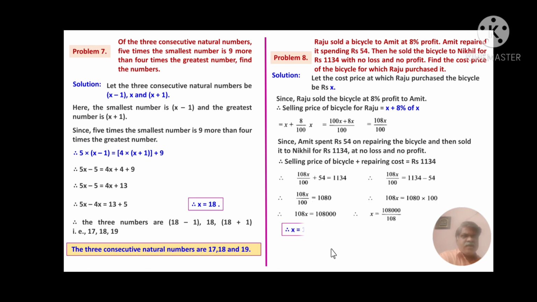So x, the value you are getting is 1000. Therefore you can write the cost price of the bicycle at which Raju purchased is rupees 1000. So friends, let us try for this problem number 9.